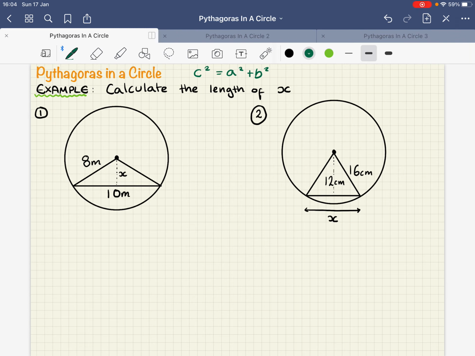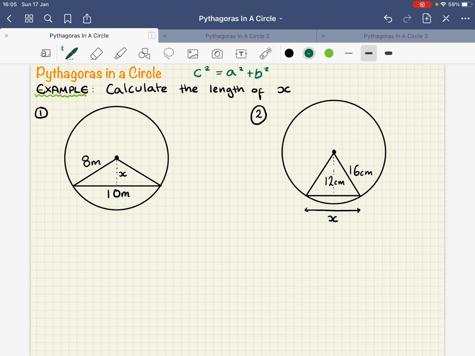The best way to identify one of these questions is to ask yourself, am I being asked to find the length of something? And are there any angles given to me? If the answer is yes, you're being asked to find the length, and no, there aren't any angles given, we need to use Pythagoras' formula and we need to identify that right angled triangle to enable us to use that formula. So let's take a look at this first question here.